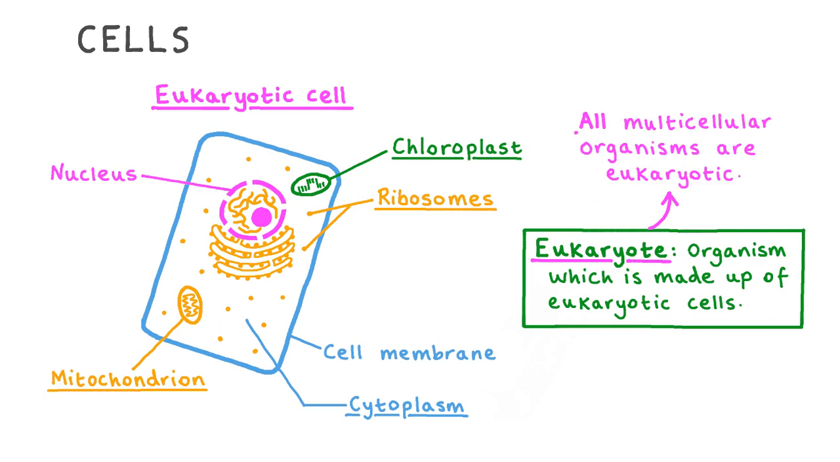Eukaryotes are organisms like us humans which are mostly made up of eukaryotic cells. In fact, every known multicellular organism is eukaryotic, whether it be a plant, an animal, or a fungus. Though some eukaryotes are single-celled, for example amoeba and yeast.